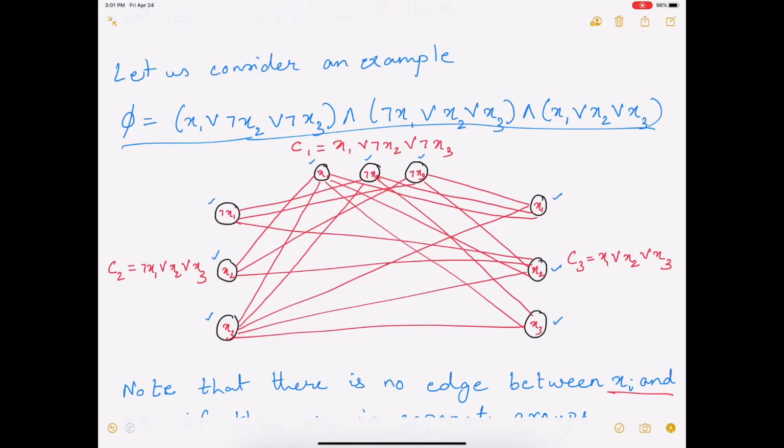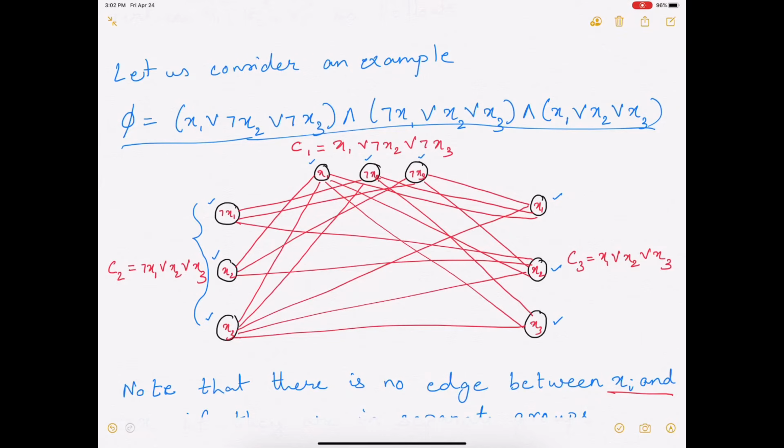Once we have drawn these three groups of vertices, we are going to connect them. You can notice that there are no edges between the same group. For x1, negation is not connected to x2, and neither is it connected to x3, and so forth. So within a group, there are no connections.